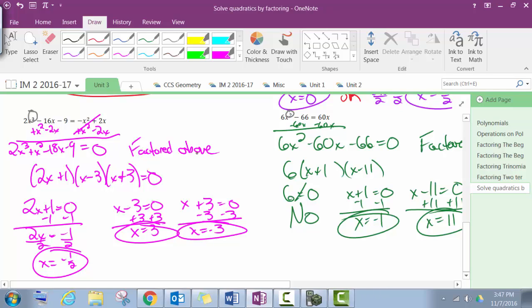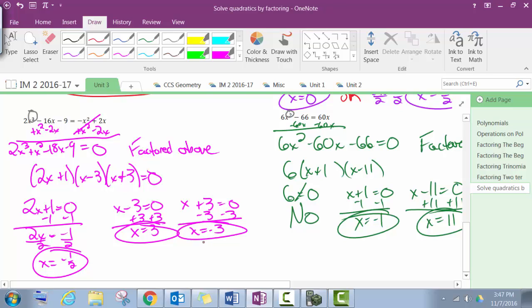And we already factored it above. So there's three parts: 2x plus 1, x minus 3, and x plus 3. So we set them all equal to 0. 2x plus 1 equals 0, subtract 1, divide by 2, x equals negative 1/2. X minus 3 equals 0, add 3 to both sides, x equals 3. X plus 3 equals 0, subtract 3 from both sides, x equals negative 3.